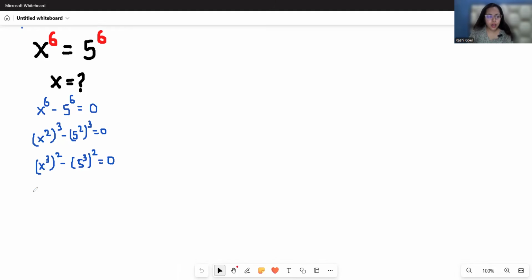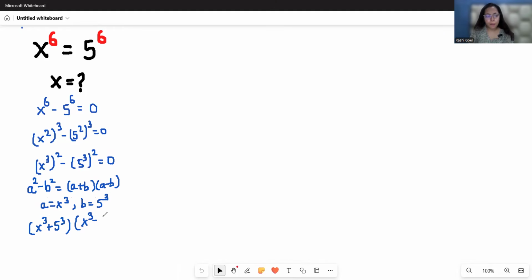Now I'm going to use the identity, that is a square minus b square, which is equals to a plus b times a minus b, where a is x cube and b is 5 cube. So it becomes x cube plus 5 cube times x cube minus 5 cube equals 0. So first case x cube plus 5 cube equals 0 and second case x cube minus 5 cube equals 0.